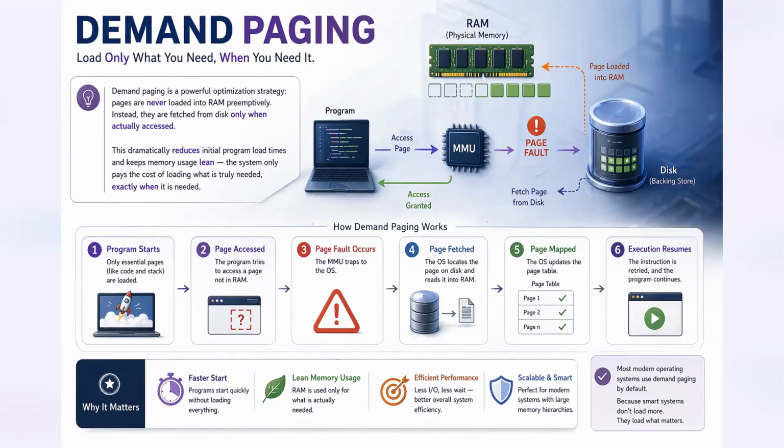Think about this: in many programs, not all parts of the code are used immediately. Some parts may never be used at all. So without demand paging, the system would waste time loading everything. RAM would be filled with unnecessary data. But when demand paging is there, only the required pages are loaded. Memory usage stays lean and efficient, and startup time becomes much faster.